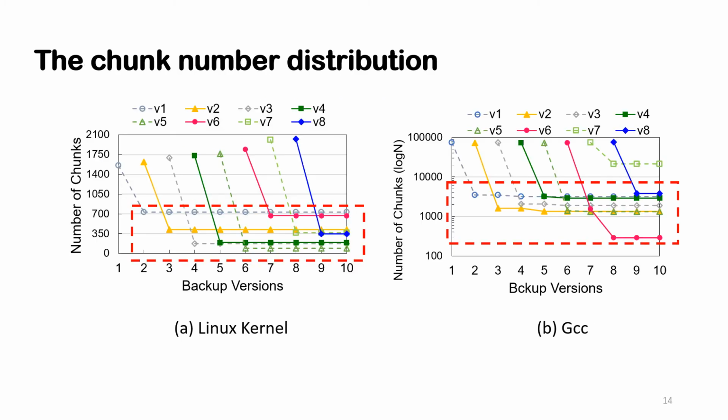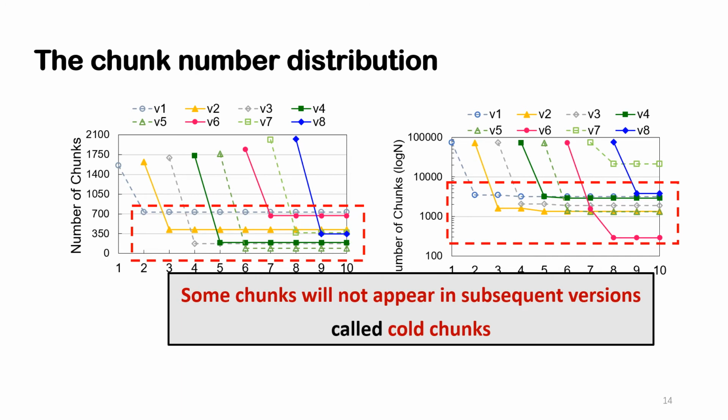We conduct a heuristic experiment to figure out the chunk number distribution. In this experiment, we tag the chunks with the version IDs, and the tags are updated when the chunks are contained by the new versions. As a result, the tags represent which versions the chunks were recently contained by. We observe that the chunks not appearing in the current version have a low probability to appear in the subsequent versions, which are called cold chunks.